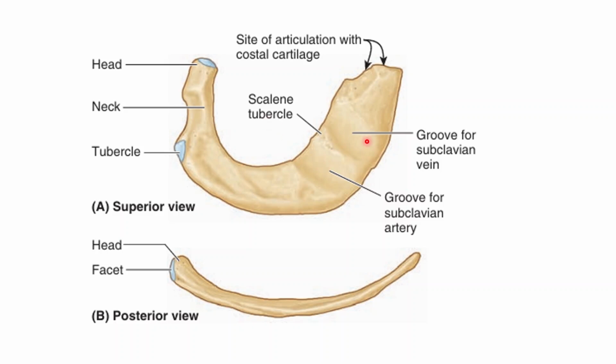Now, another specific thing about the atypical rib, or rib number 1, is that it only articulates with the T1 vertebra. It does not articulate with two vertebrae, it articulates with only one, which is the T1 vertebra, the top. So it only has one articulating surface on the head.